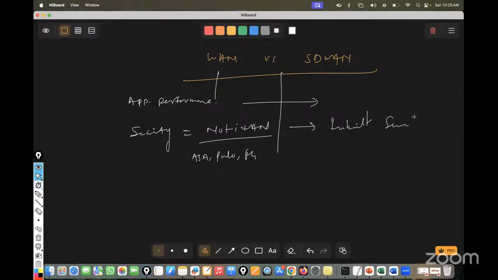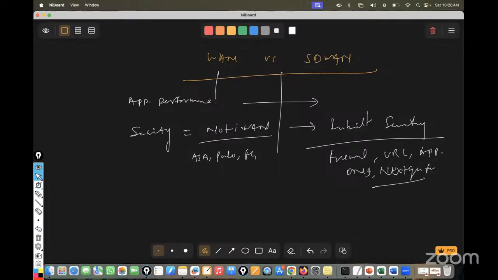So inbuilt security means inside you have all the firewall features. You have all the URL filtering, the application filtering, the DNS security, and the next-gen firewall features. Everything is available in the complete SDN network, which was not available in your normal WAN solution, right?